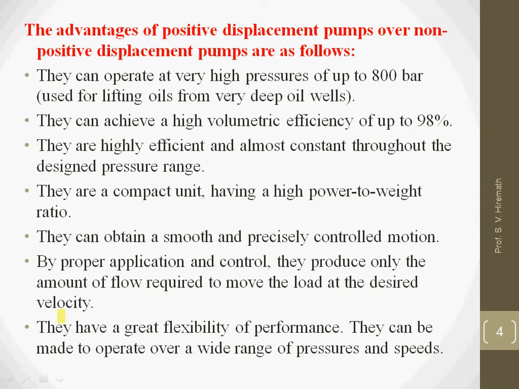So what are the advantages of positive displacement pumps over non-positive or dynamic pumps? They can operate at higher pressure, approximately around 800 bars, right? So up to 800 bars is the operating pressure with the help of positive displacement pumps. These can also achieve a high volumetric efficiency of around 98%. This much higher efficiency is obtained in positive displacement pumps, whereas leakage will be more in non-positive or dynamic pumps.